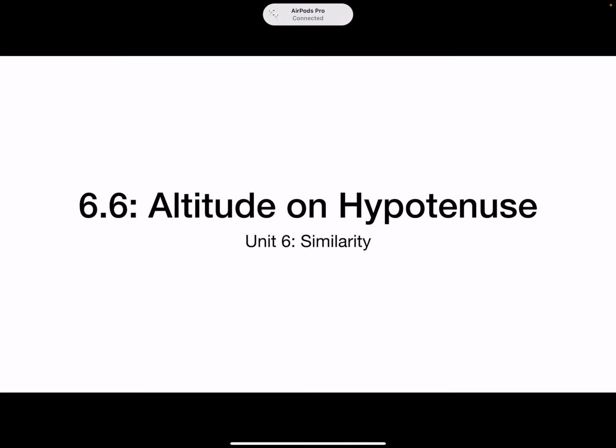All right, guys, let's go ahead and get started. So today we're doing 6.6 altitude on hypotenuse. This is one of the more difficult sections within Unit 6, probably the most difficult. So let's go ahead and jump right in.